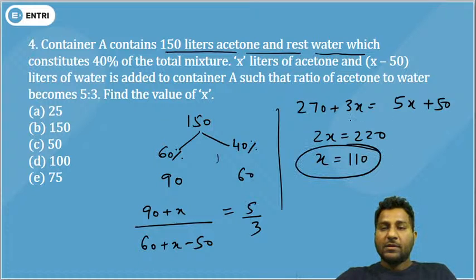Alright, let me figure out. X liter of acetone and x minus 50 liter of water is added. So 5 by 3, which means 3x, and it will be what? 100. Let me check. 5x, so it will become 2x, and the next one, where am I getting wrong? Find the value of x.